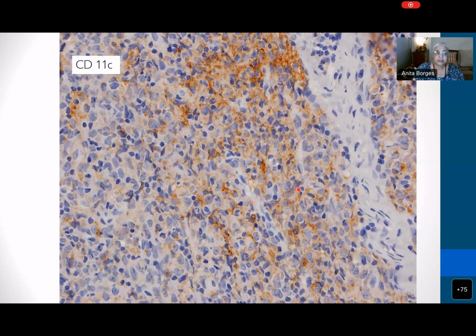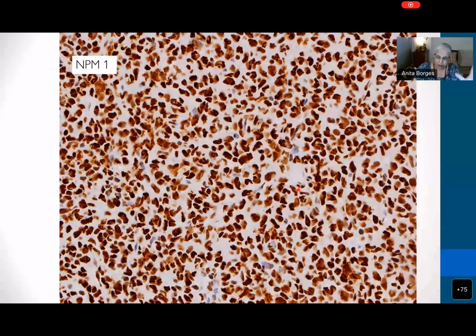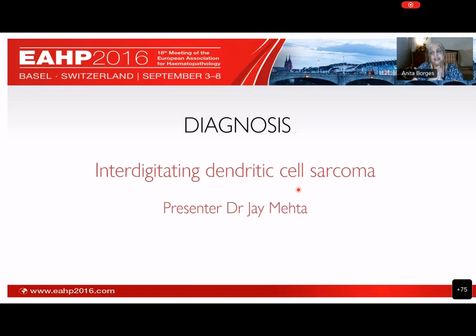Huh? There is also CD11c in this tumor. Anybody? You're answering indeterminate. No, it's not indeterminate. It is S100 protein strongly positive. So what is that one thing? This is NPM. That's all right. I mean, most people don't have it. It is nucleophosmin protein positive, but it is this. No, it's an interdigitating dendritic cell sarcoma.